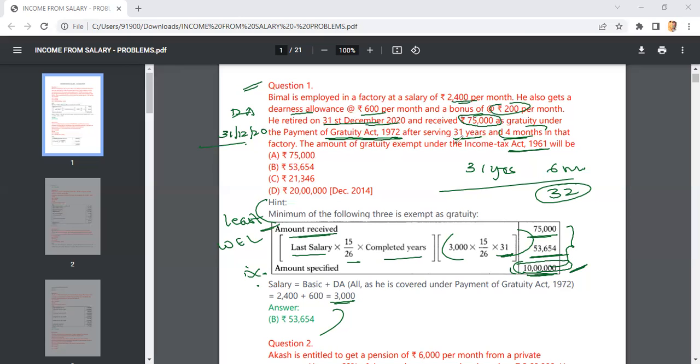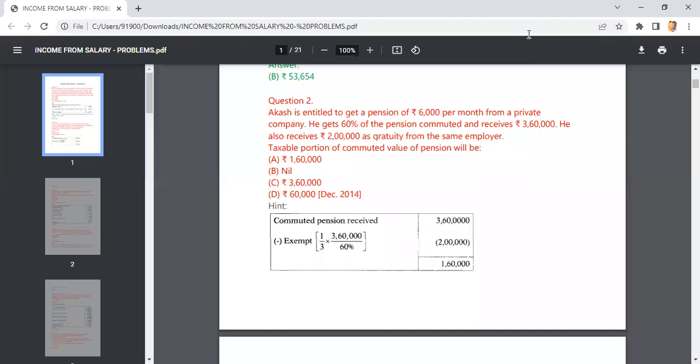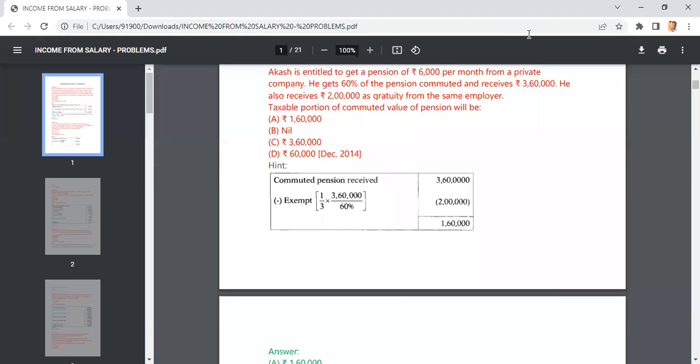Okay, now we'll go with my next question. You can have a look at my next question. Here is the next question about a person called Akash. Akash is getting a pension of 6,000 per month. That means every month he's receiving 6,000 as his pension, and he's working in a private company, not in a public one.